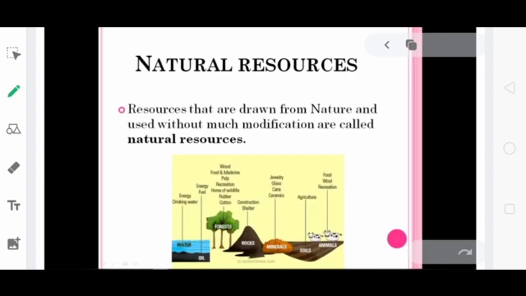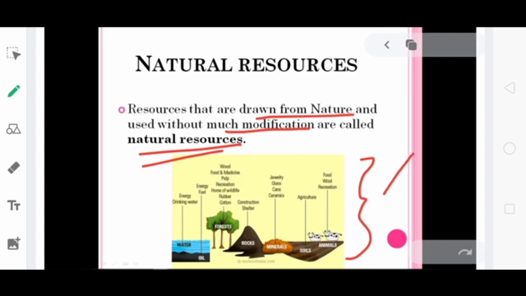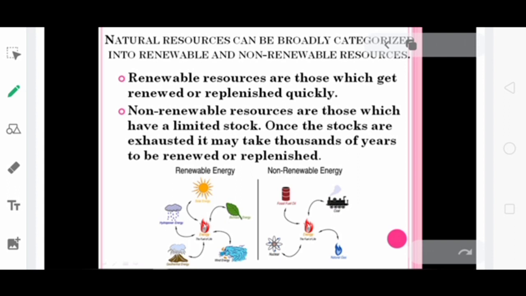Types of resources. Resources are generally classified into natural, human-made, and human. Natural resources. Resources that are drawn from nature and used without much modification are known as natural resources. The air we breathe, the water in our rivers and lakes, soils, minerals are all natural resources. Many of these resources are free gifts of nature and can be used directly.